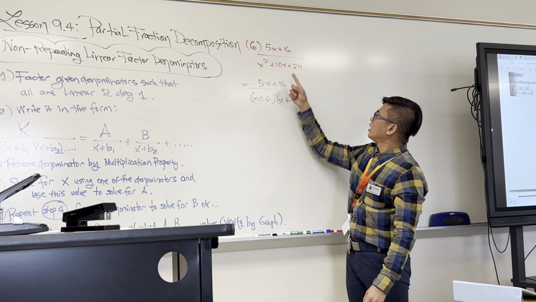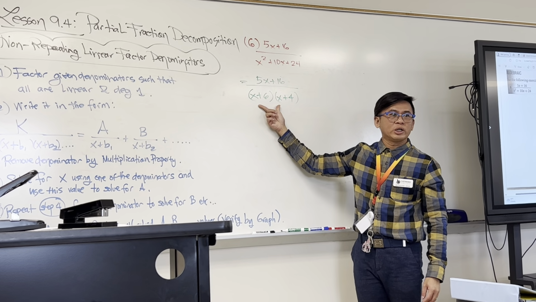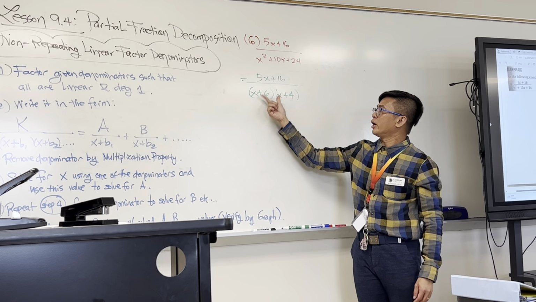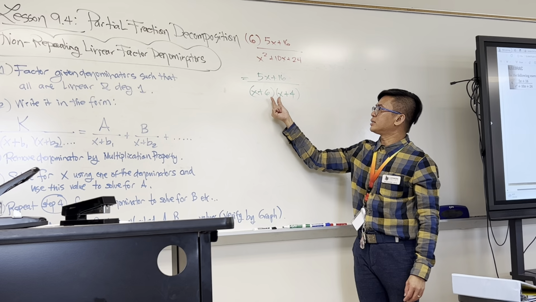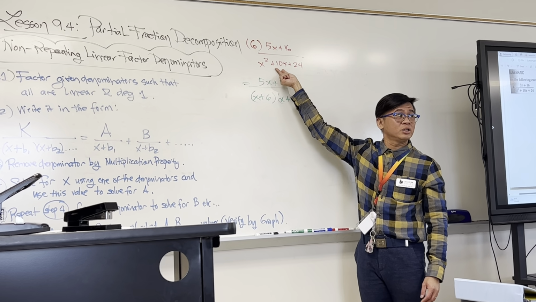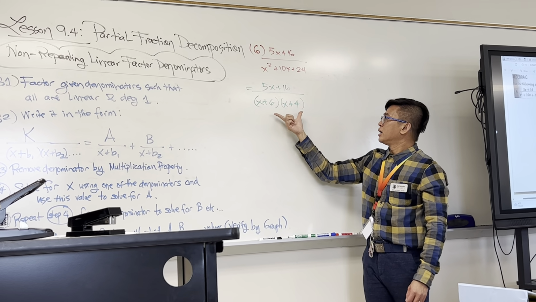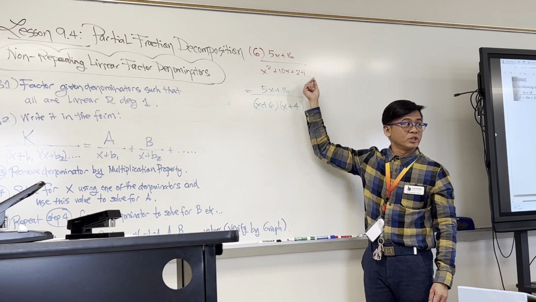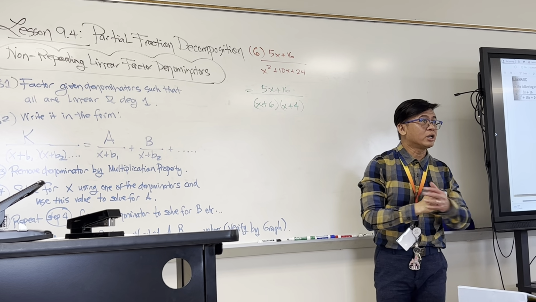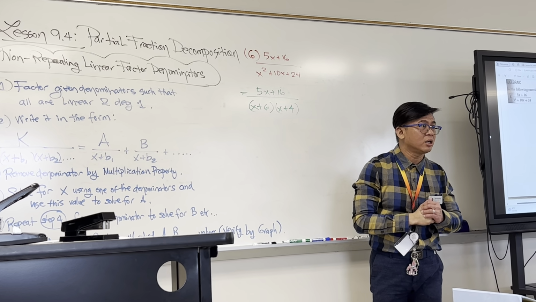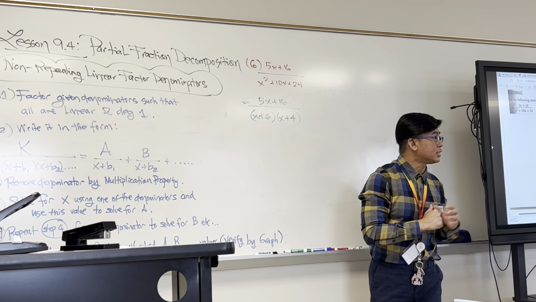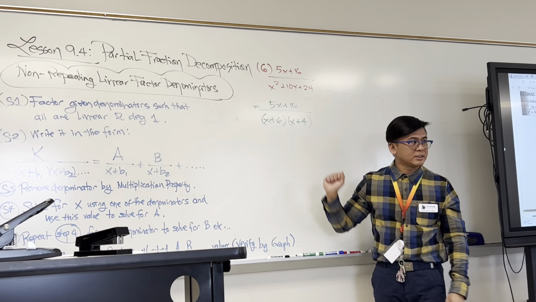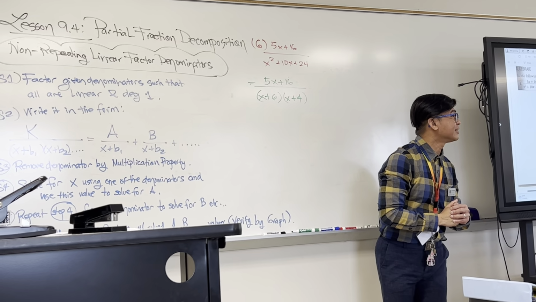Verifying it, if you want to do the FOIL method, that's x squared, outer 4x, inner 6x, added together 10x. Last term, 6 times 4, 24. And by graphing the denominator only, you can see that it hits -6 and -4. Are we good? Got it, guys?